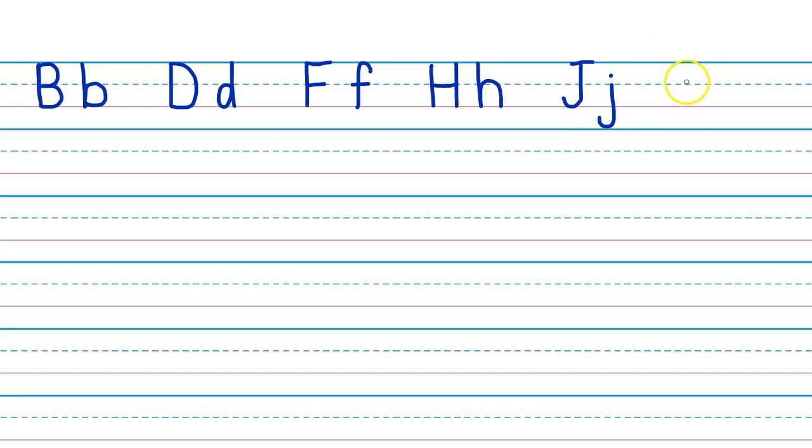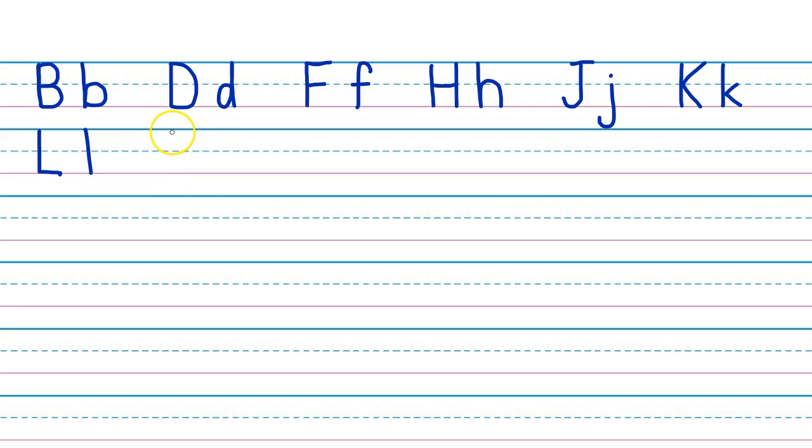We learned about the K that says k. Here's a capital K that says k. And a lowercase k that says k. We learned about the L that says ol. Here's a capital L that says ol. And a lowercase l that says ol.